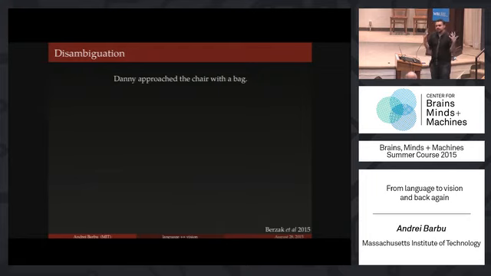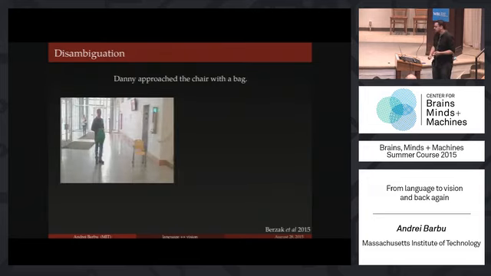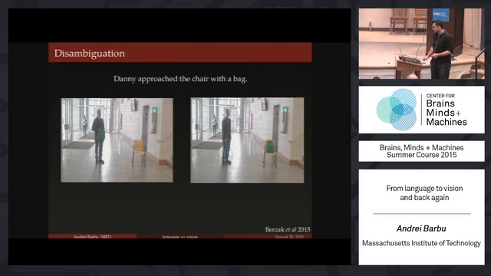In disambiguation, we take a sentence like, Danny approached the chair with a bag. And you can imagine that this sentence could mean multiple things. It could mean Danny was actually carrying a bag and approaching a chair. Or it could mean there was a bag on a chair, and Danny was approaching it. And there's the question of how do you decide which interpretation for the sentence corresponds to which video?